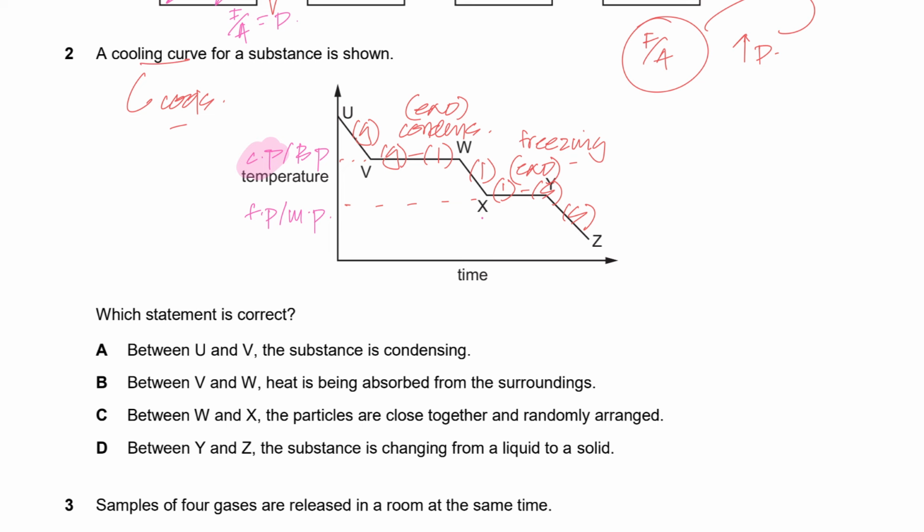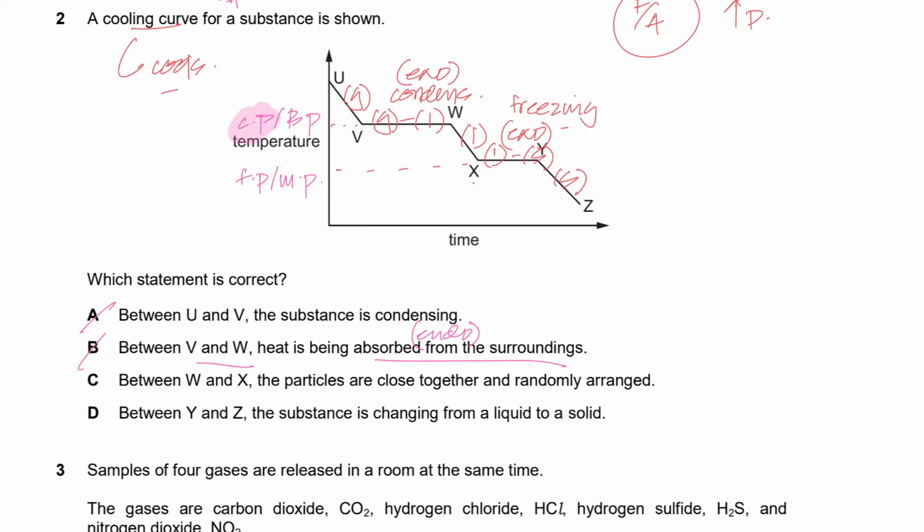Now he's saying between U and V, the substance is condensing. Now, between U and V, the substance is not being condensed, it's just cooling. The gas is further being cooled. Between V and W, heat is being absorbed from the surroundings. Heat absorbed from the surroundings means endothermic, right? But we know that between V and W, that's condensation, and that's exothermic, so heat is being released to the surroundings.